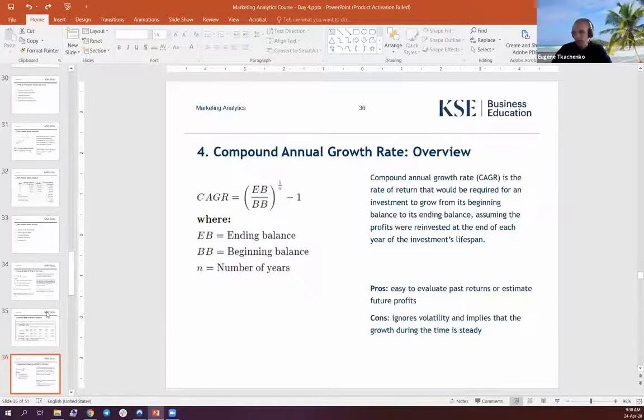Then one of the favorite metrics used is the compound annual growth rate, or CAGR. CAGR is the metric which indicates the rate of return you require to grow for every given year. It is different from the average, just to tell you. So you start with the ending balance and you define the beginning balance.